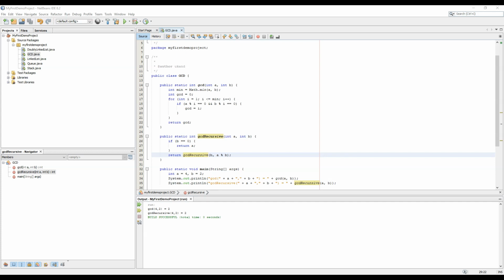The LCM times the HCF of two numbers is equal to the product of the two numbers. This is a property in mathematics and we will exploit this property to calculate the LCM of two numbers. We will multiply the two numbers A and B and divide it by the GCD of A and B. By this process we will get the LCM of the two numbers.